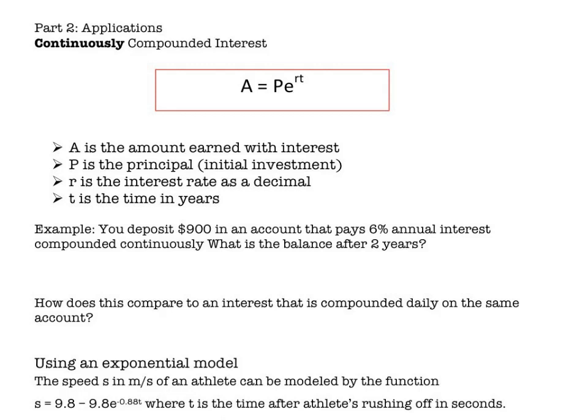So what we'll do is we'll calculate this example with continuously compounded interest, and we'll compare it to the example we did in the first section with compounding it daily. But first, let's look at this example. We deposited $900 in an account that pays 6% annual interest, compounded continuously, and we want to know what the balance is after 2 years.